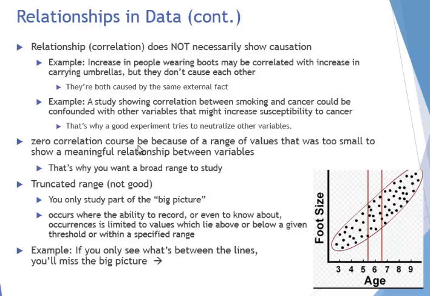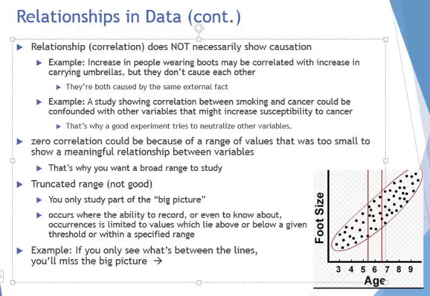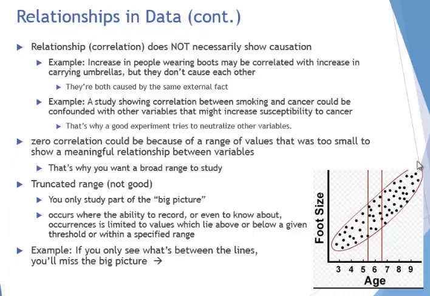Zero correlation doesn't necessarily mean that there is no correlation. If you do an experiment and you don't see any correlation, it could just be because the range of values is too small. This would be an example of a truncated range. Look at this example over here.